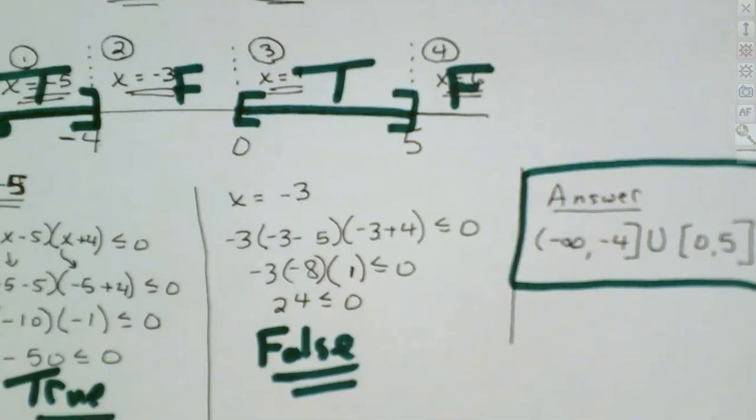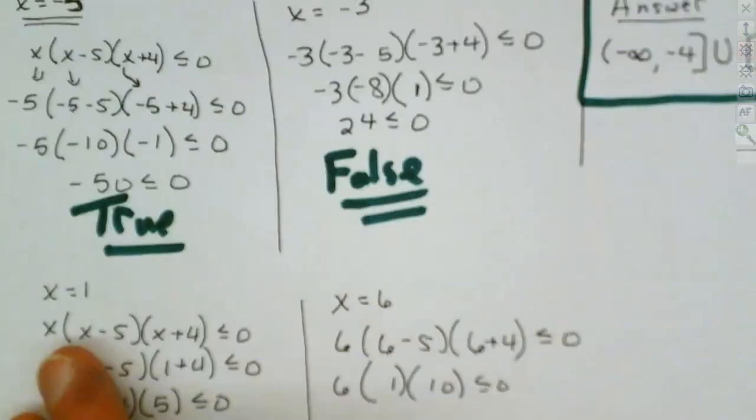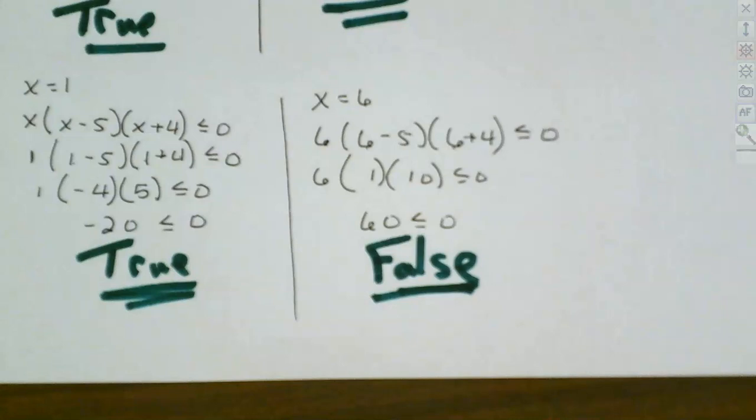Now, this one had 4 regions. Most of the time, you're only going to have 2 regions. And they're going to be pretty easy to factor. So let's do a couple more of these.